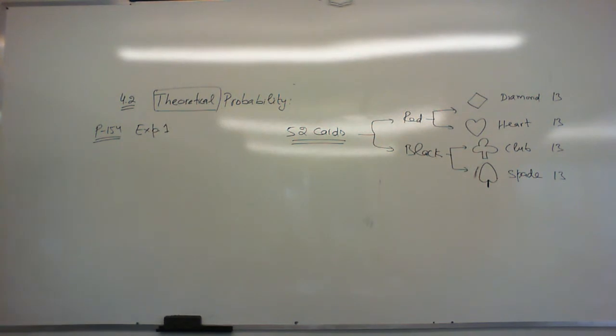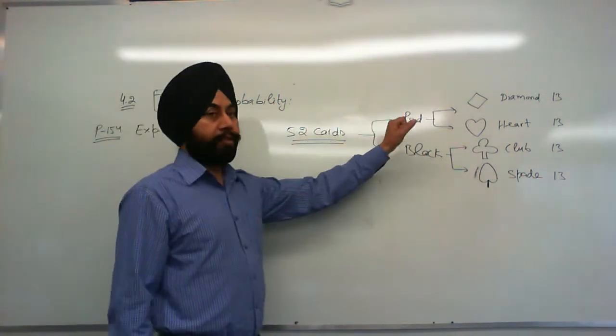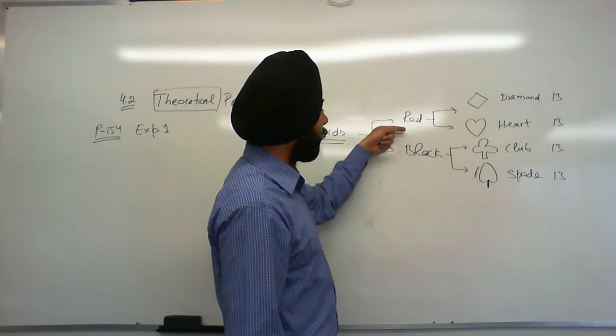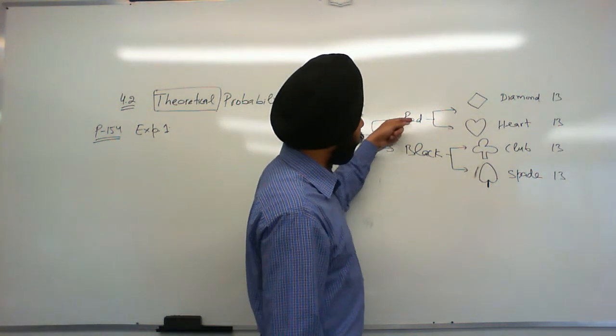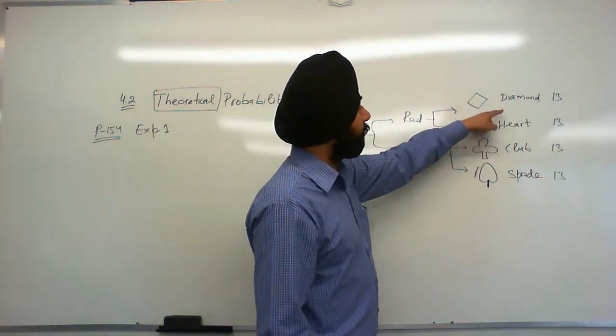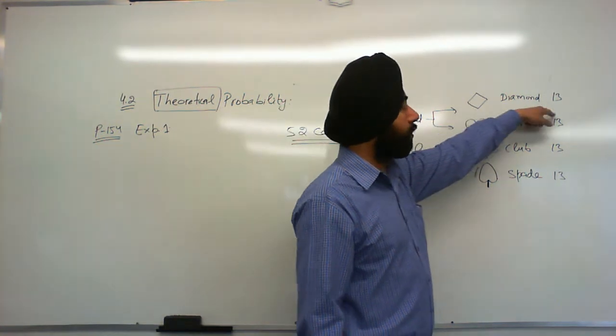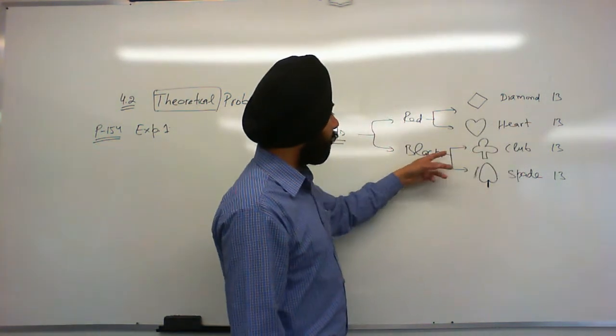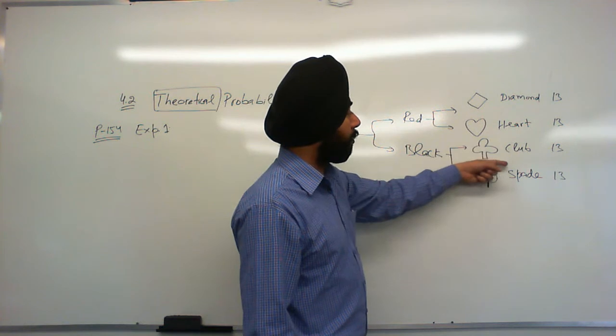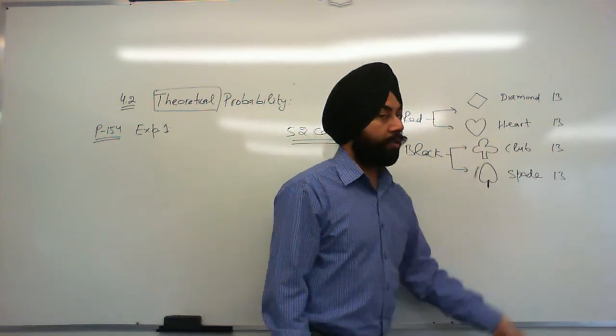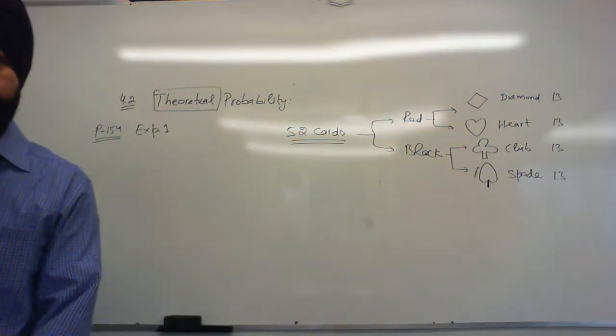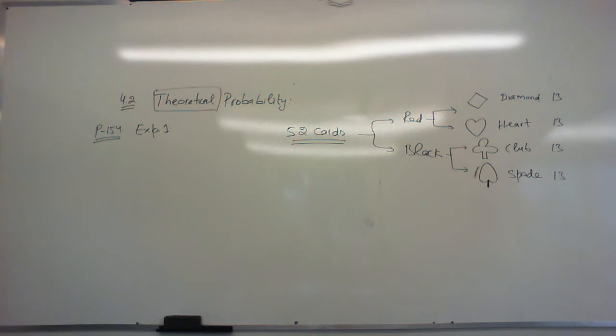That's how a deck of playing cards is arranged. You have two different colors, red and black, and within red there are two types, diamond and heart. Each of them is 13 cards. Black, you have these two different types, they are called club and spade, and each of them is again 13 different cards. That's how the deck of playing cards is arranged.